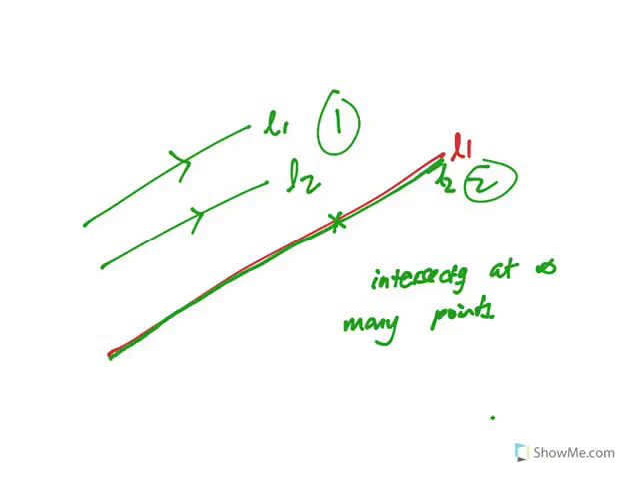Skew lines means what? What's the definition of skew line? Skew lines can be like this, right? Like that also skew. It's not intersecting. Skew lines can also be.